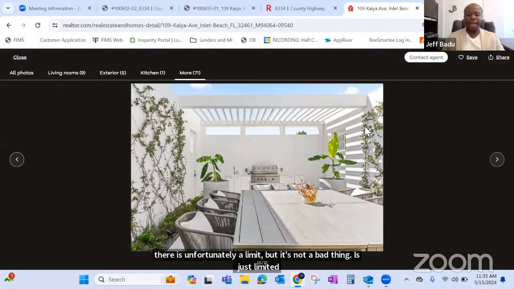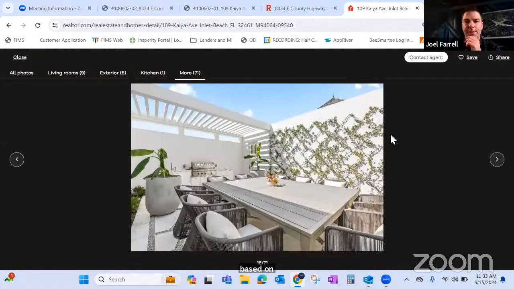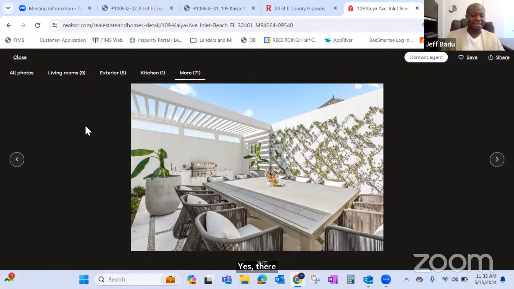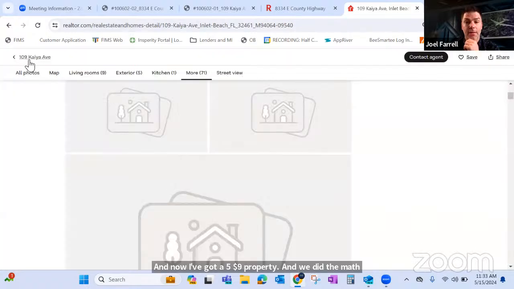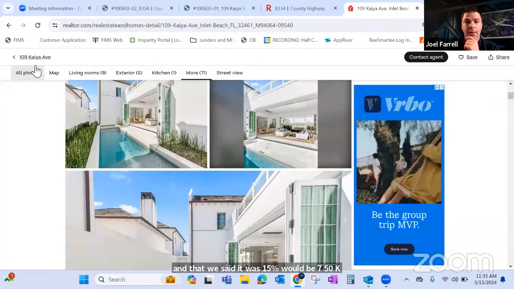Okay, I've just been sharing some pictures of a listing of a house, 109 Kaya Avenue in Inlet Beach. It's so beautiful, this house. For example, 500K of income from the business or a W-2, and now we've got a $5 million property, and we did the math on that. We said 15% would be 750K for deduction. Okay, so then what?